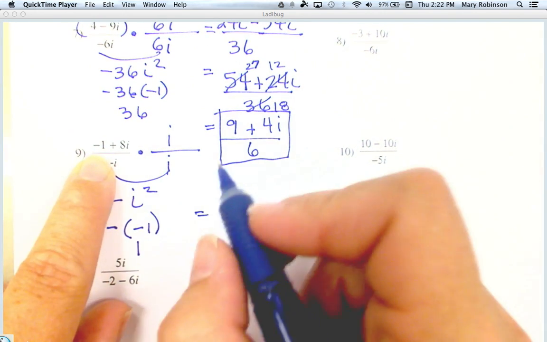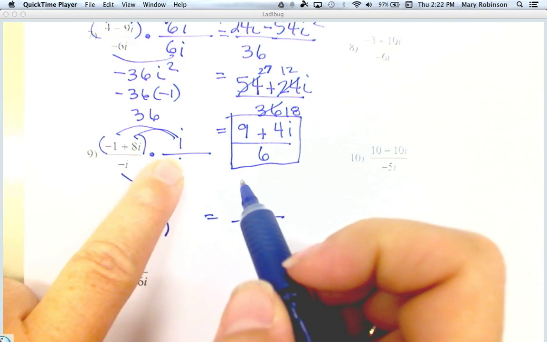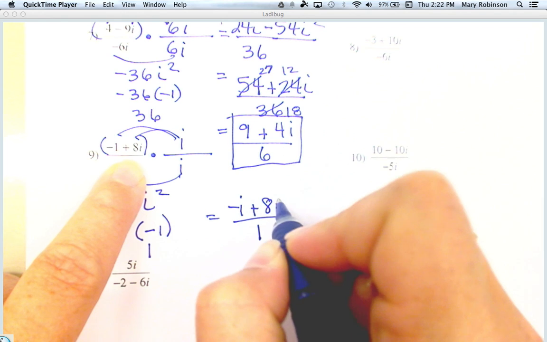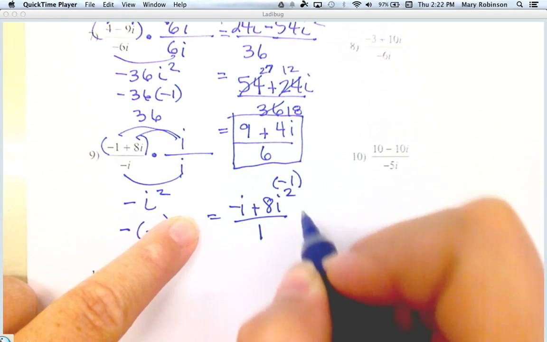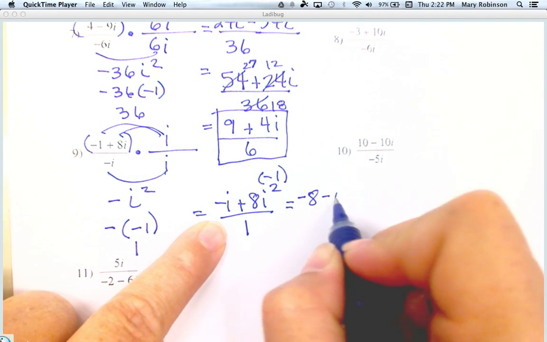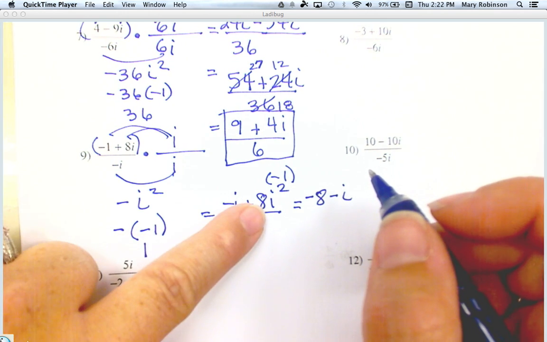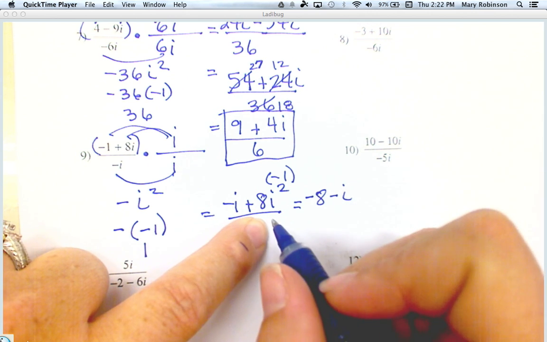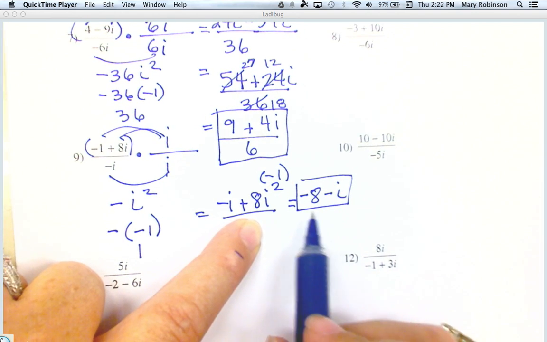When I distribute up top, I put parentheses if it helps you to remember to distribute, by the way. i times negative 1 is negative i. And i times 8i is positive 8i squared. i squared is negative 1, so this becomes negative 8. And then we need to keep our real part, then our imaginary part. And division by 1 is just the numerator, so we can ignore the 1. So that's our final answer, remembering to write your real part, then your imaginary part.